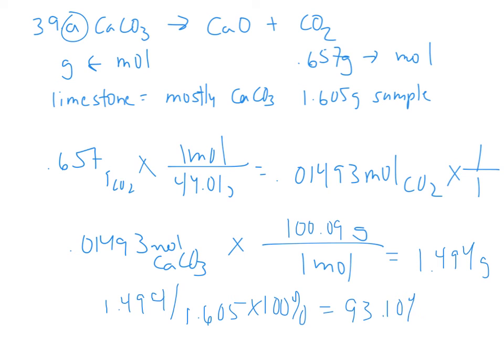So then part C wants to know, what assumptions are you making? Well, you're assuming that the only source of CO2 that's being produced here is from the calcium carbonate, that there's nothing else than limestone releasing CO2. You're assuming that the CaCO3 completely decomposes and gives up all of its CO2, and that all the CO2 is being captured. So several assumptions being made as we do this experiment.